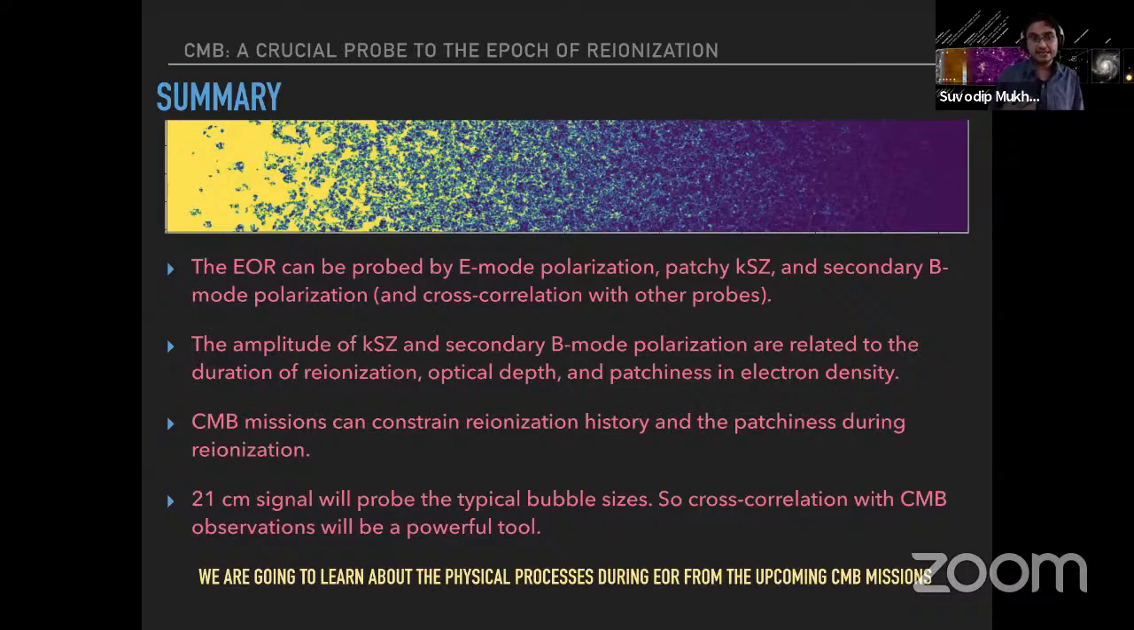CMB missions can constrain the reionization history and patchiness during reionization with the help of upcoming missions such as Simons Observatory and CMB-S4. Significant development can also be done from ACTPol. So we are also working on similar things now. And in future, 21 centimeter will be a very, very important probe of the typical bubble sizes, and doing cross correlations with the CMB will be a very powerful tool.